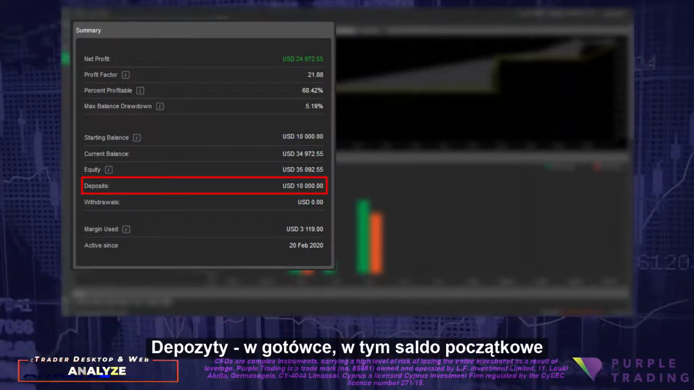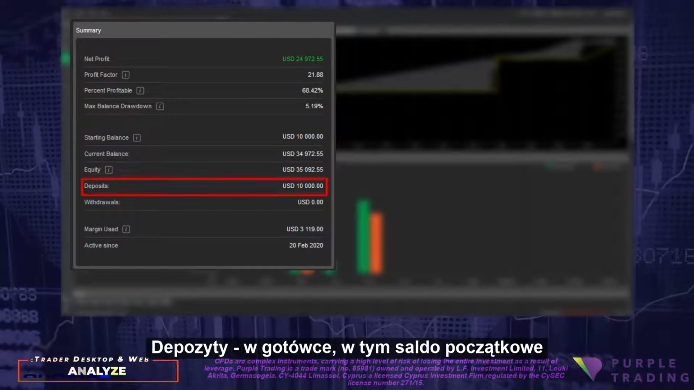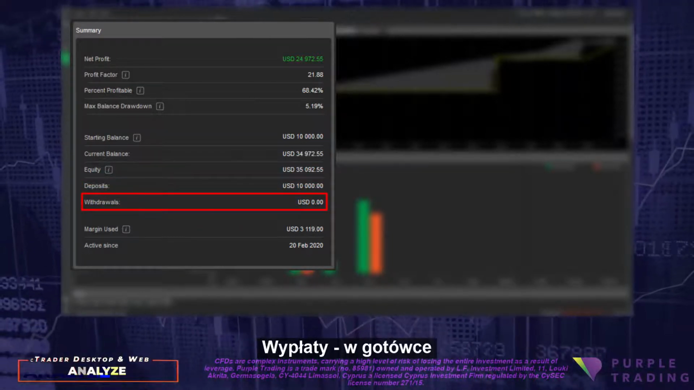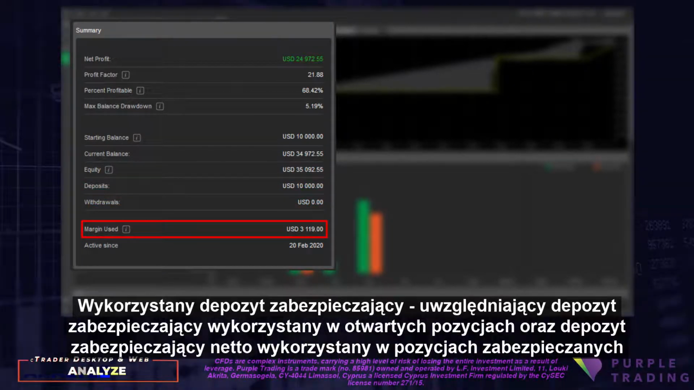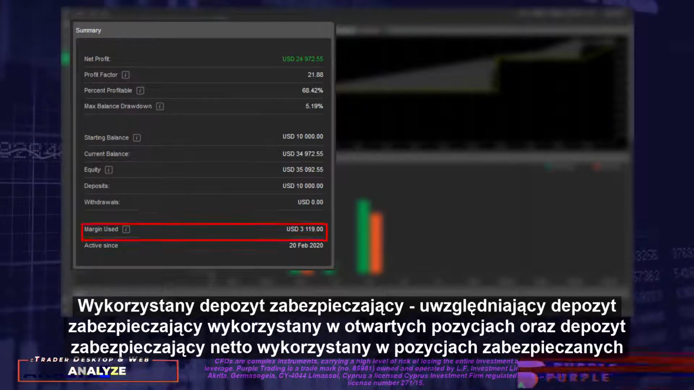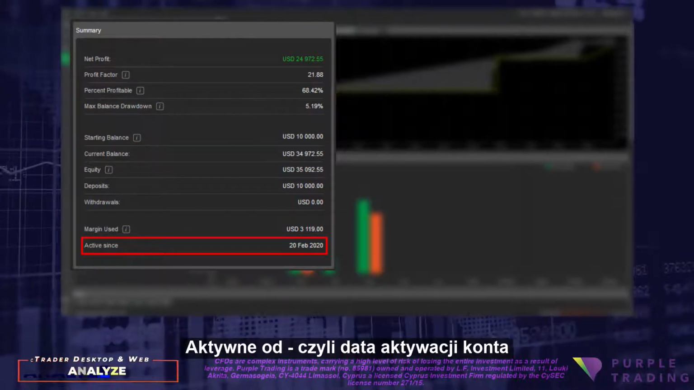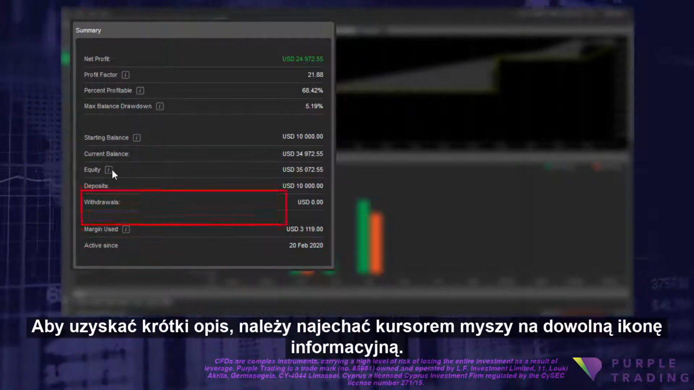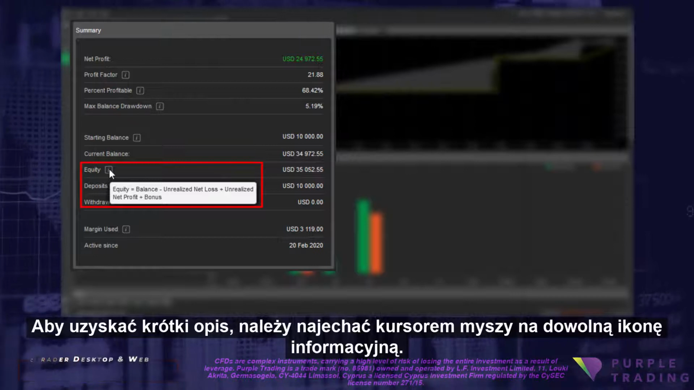Deposits in cash, including the starting balance. Withdrawals in cash. Margin used, considering the margin used on open positions and the net margin used on hedged positions. Active since, which is the date the account was activated. Hover over any icon for a brief description.